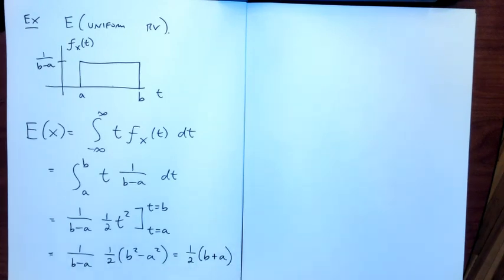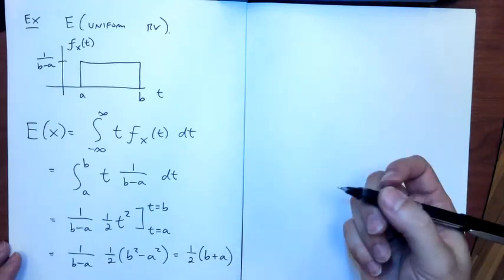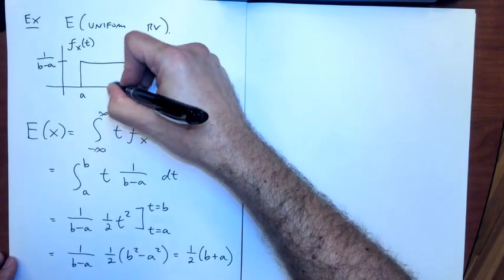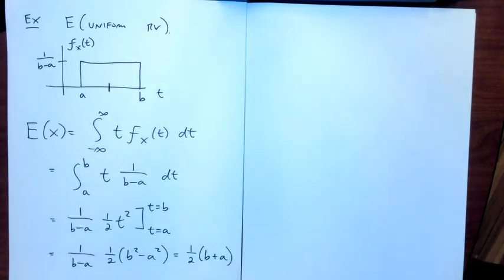And so that makes sense, right? That says the expected value of this distribution is this middle value. It's the average value between the endpoints. So I pause and ask, any questions about this?